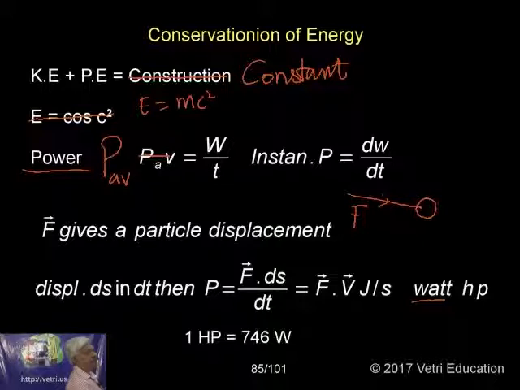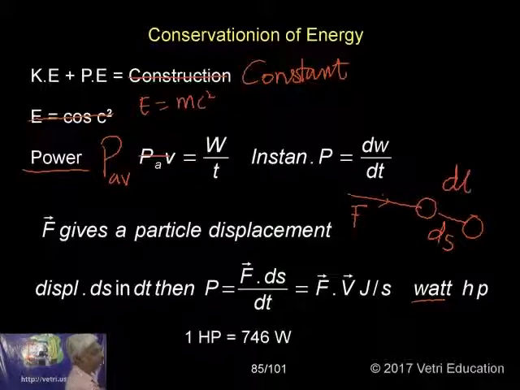Because of that particular force, the body displaced to ds. This was happening in time dt. There are 3 things. What has to be done? If I apply a force, because of the particular force, the body displaced to some other place. The total displacement is ds. This is happening within the time.